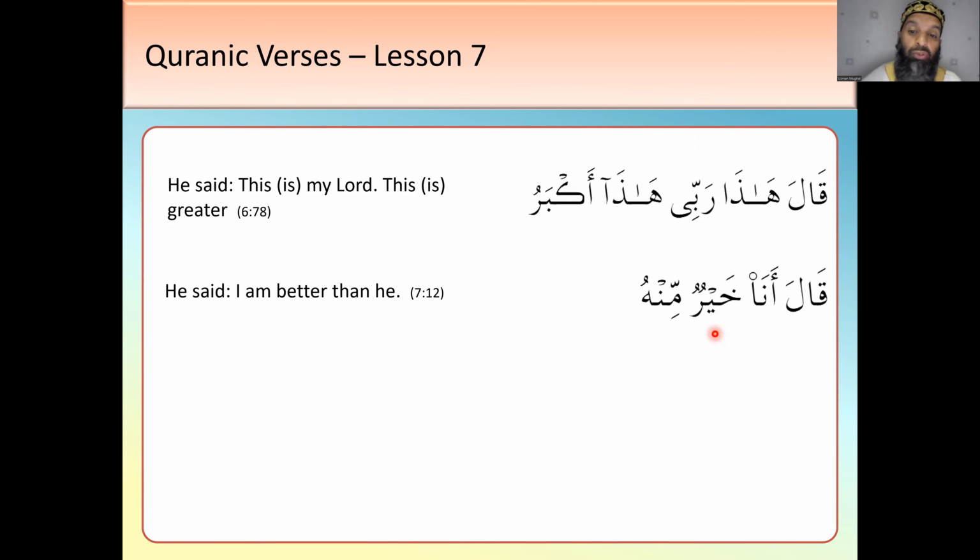Minhu. We've done minhu. Two words here, min and hu. Literally, if you saw minhu outside of the Quran, it means from him. Now, if you said, he said, I am better from him, if you just understood from him, it doesn't make sense in English. It's going to be better than him, right? So I'm better than him. Where's the him there? Where's the he? The who. Excellent.